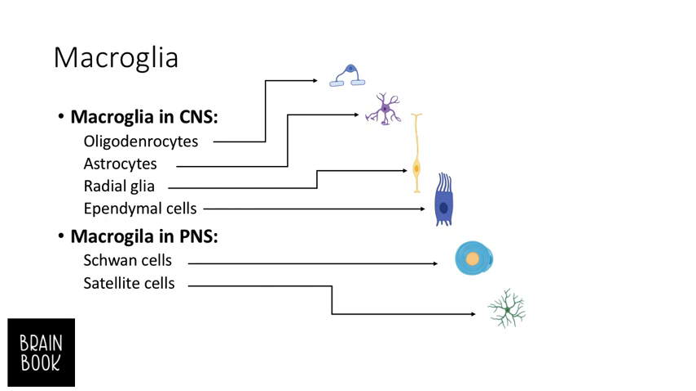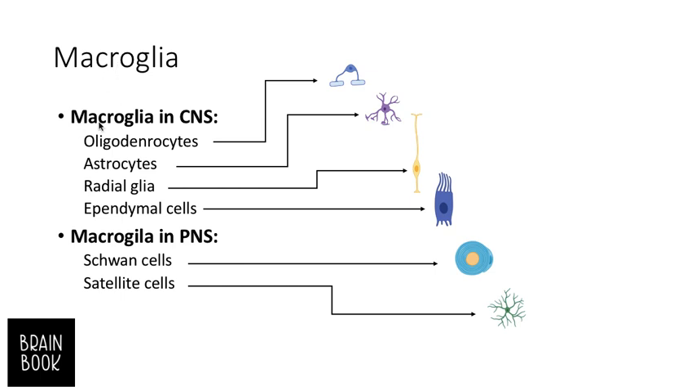The microglia are not in a wide range, but we will focus exclusively on macroglia. As you can see here, macroglia are divided into two different groups: macroglia cells in the central nervous system and macroglia cells in the peripheral nervous system. They are present in both the central and peripheral nervous system.